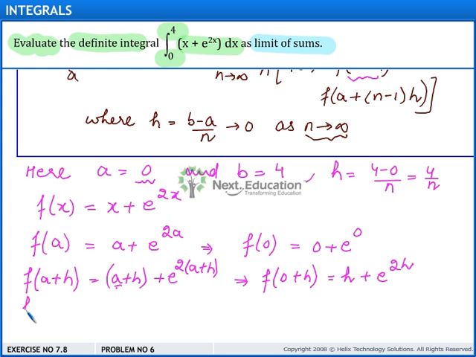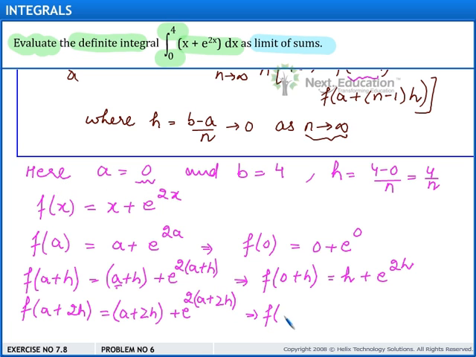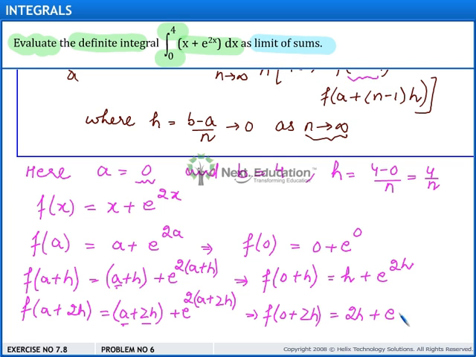Then we have f(a plus 2h). So this is given by (a plus 2h) plus exponential raised to the power 2 into (a plus 2h). So this implies that f(0 plus 2h) is equal to, here a is 0, so we have 2h plus exponential raised to the power 4h.